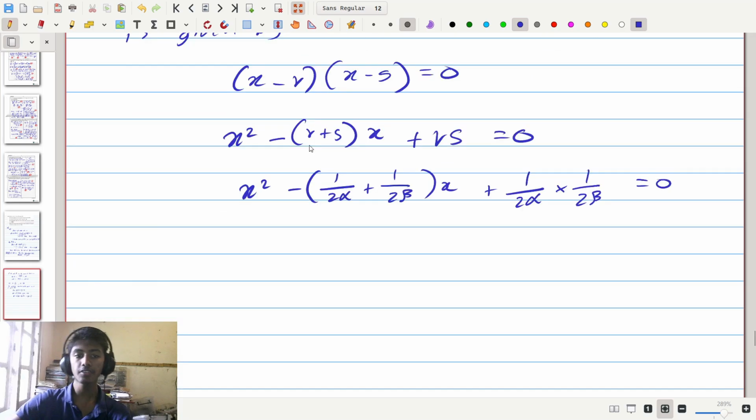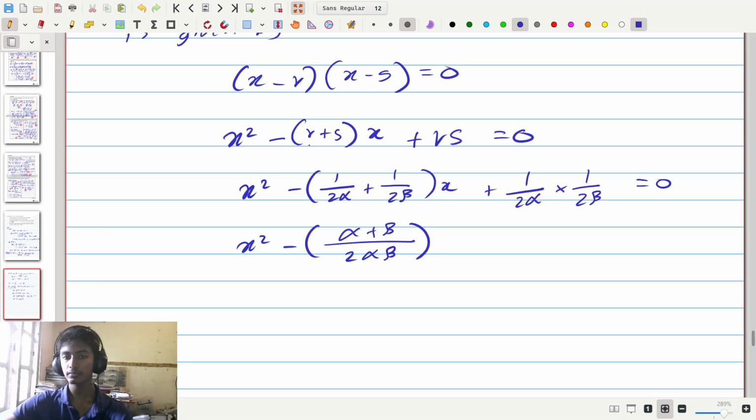Now if we clean things up here, we get x squared, and then minus, and for this bit I'm going to take a common denominator of 2 alpha beta. So we divide by 2 alpha beta, and on top, cross multiplying, this part is going to have an alpha and this part is going to have a beta. So we get (alpha plus beta) over 2 alpha beta times x. And for the next part, 1 over 2 alpha times 1 over 2 beta is simply 1 over 4 alpha beta, and that's equal to 0.